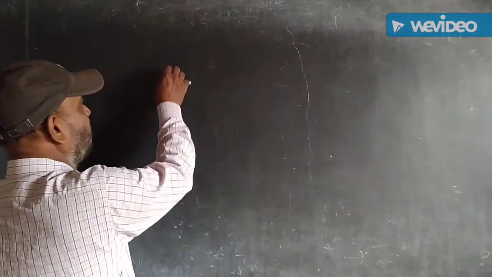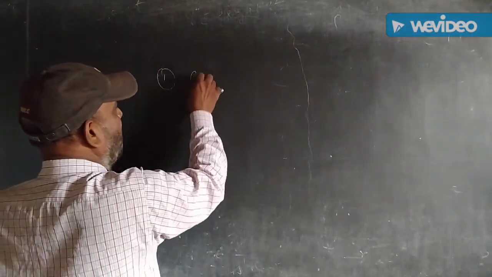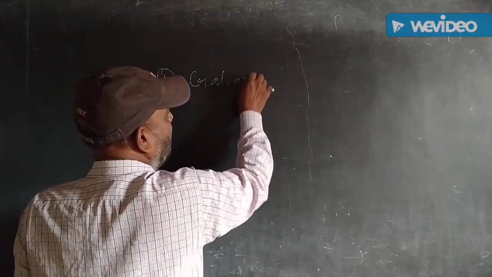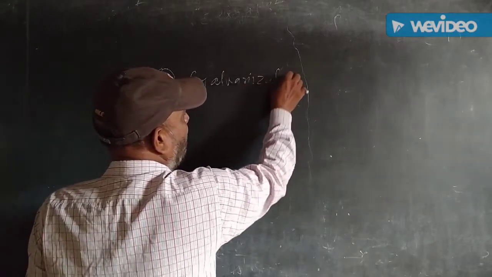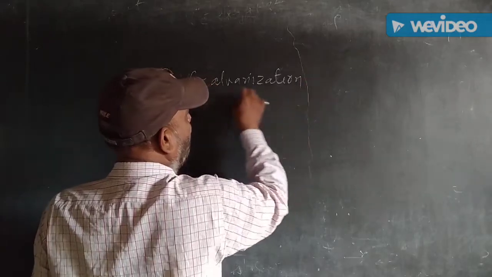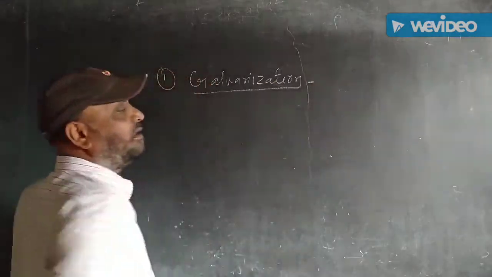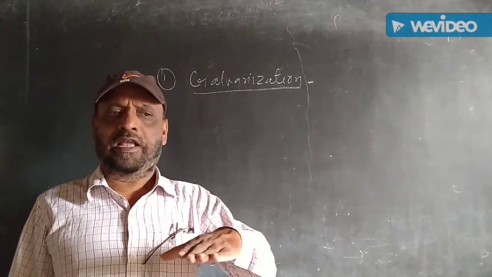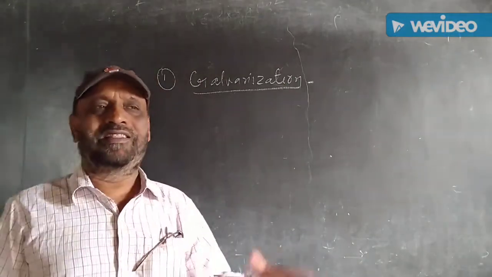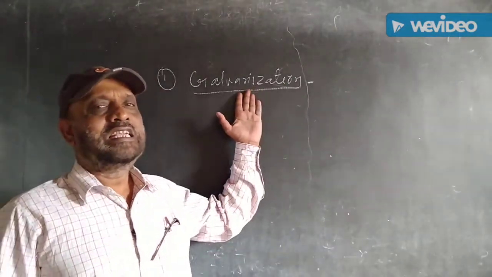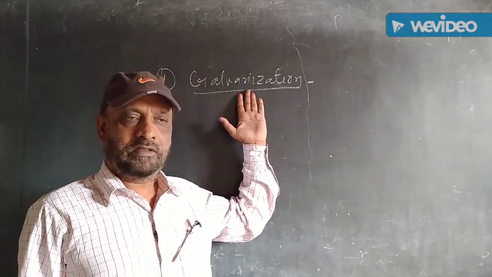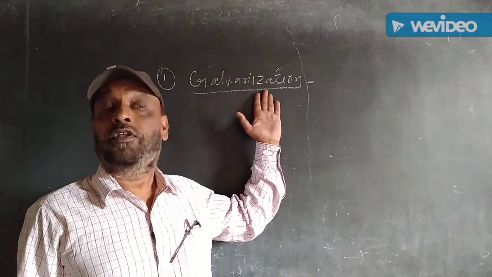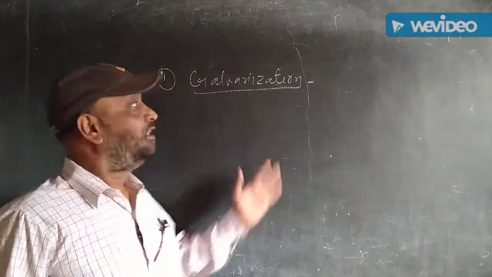First, galvanization. Coating any iron sheet with zinc, that is called galvanization. It is an important process for prevention of rusting.